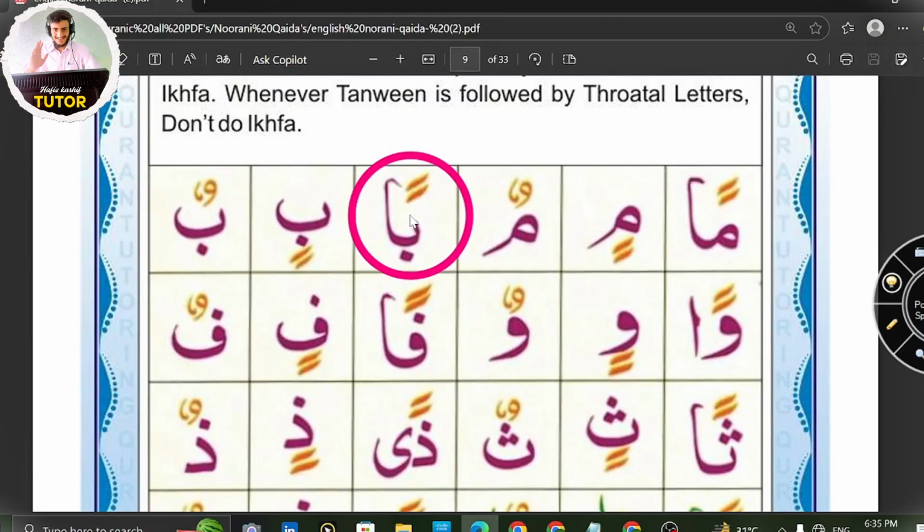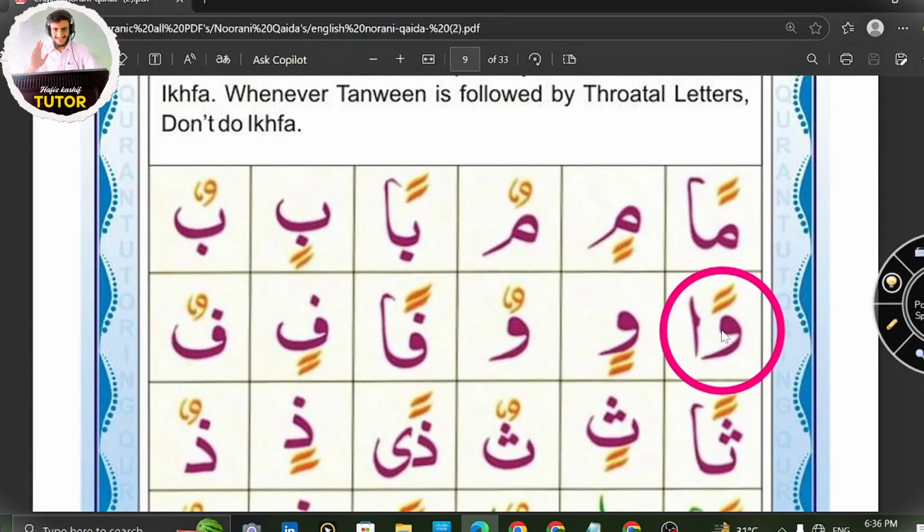Ba double fatha ban, ba double kasra bin, ba double dhamma bun. Now what is the sound? Ban, bin, bun.